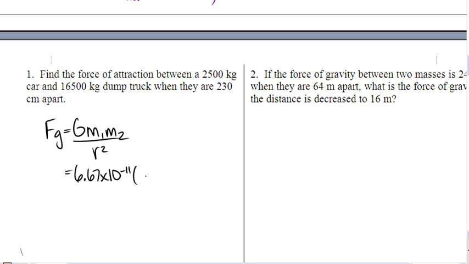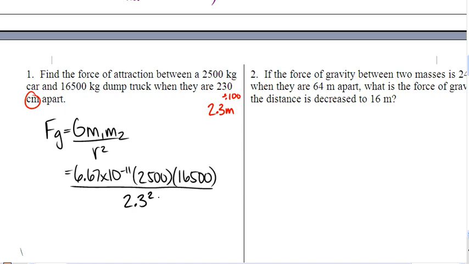The masses of the two objects, 2,500. Ooh, the car and a dump truck, sorry. Times a 16,500 kilogram dump truck. All divided by, let's give you a better one of those. There we go. The distance between them, ooh, bit of an issue on this one. Centimeters apart isn't going to work. Remember, we have to convert into meters, divide by 100. So that's going to be 2.3 meters. And then don't forget, when you plug that number in, we have to square it. Really common mistake is to miss that.